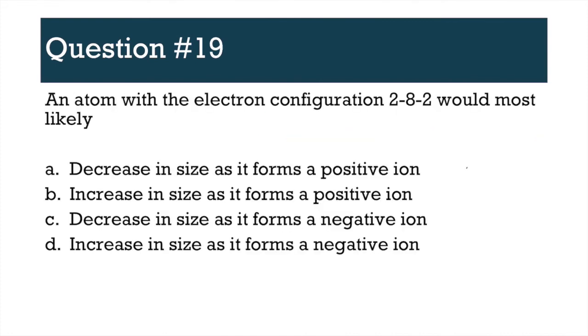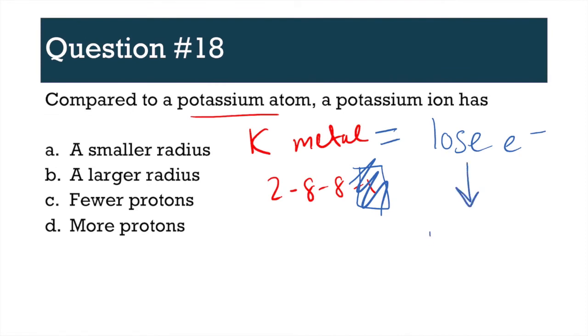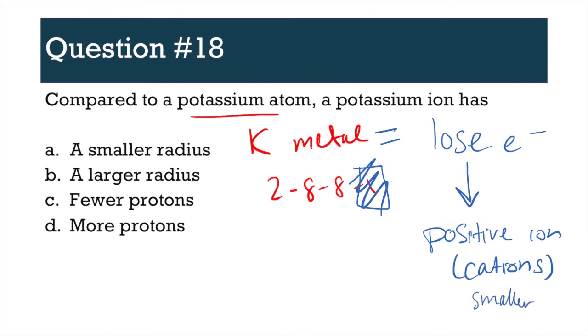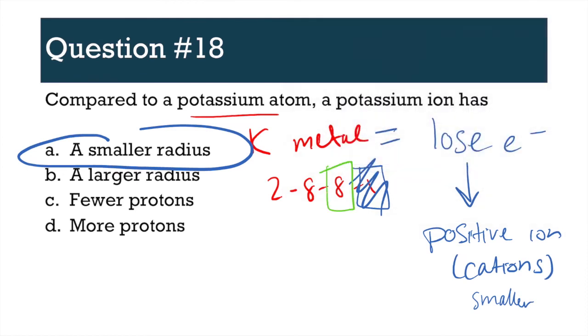If you lose electrons, you form a positive ion. Remember, positive ions are called cations. Cats have it's positive. If you're losing electrons, we've now completely lost a shell, so you become smaller. The answer has to be a smaller radius because it literally lost a shell. Now you've got yourself a full, perfect valence shell. Potassium is now happy.